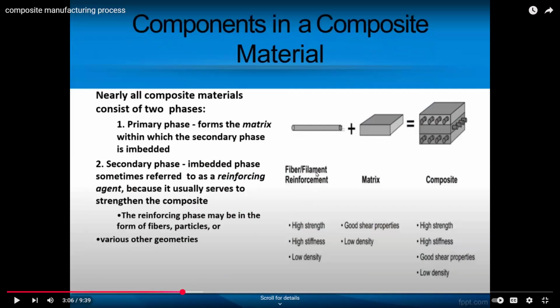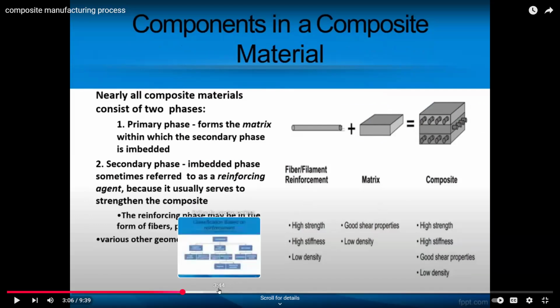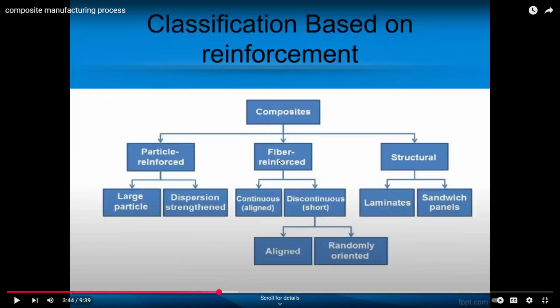So composites are basically made of fibers and resin. You can imagine the resin is a plastic. And then we can have many different angles of fibers, which are designed and produced to carry the load very effectively. There can be many different types of composites. Particle reinforced means that rather than long fibers, we have particle structures.